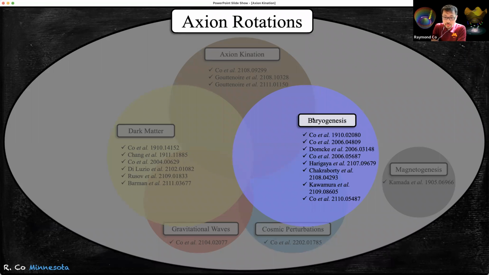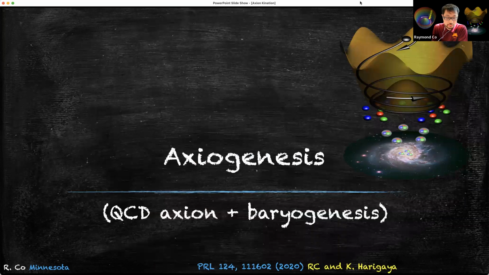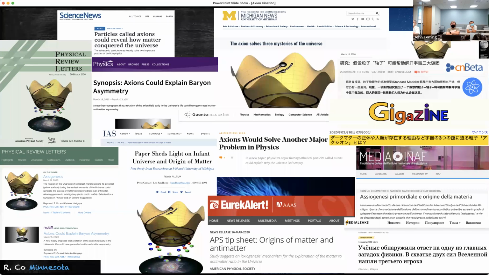Okay, so now let me talk about baryogenesis, how this could give rise to the baryon asymmetry of the universe. And we actually have seen most of the ingredients in the earlier part of the talk. So this is what we call axiogenesis, the combination of using the QCD axion to do the job of baryogenesis, specifically using axion rotation. And what is very exciting in this scenario is that we will be able to explain multiple unsolved puzzles at once in one model. For sure, we have the strong CP problem that the QCD axion was proposed to solve, and we can use the axion as dark matter.